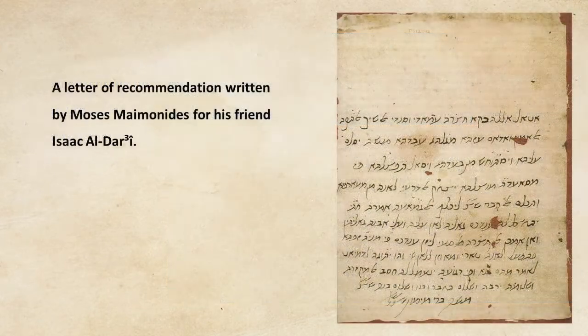A letter of recommendation written by Moses Maimonides for his friend Isaac al-Dari. So this is Maimonides' personal handwriting, and that's on the very bottom. You see his signature, and that signature is used very often because it became famous. This is based on this text, I believe.